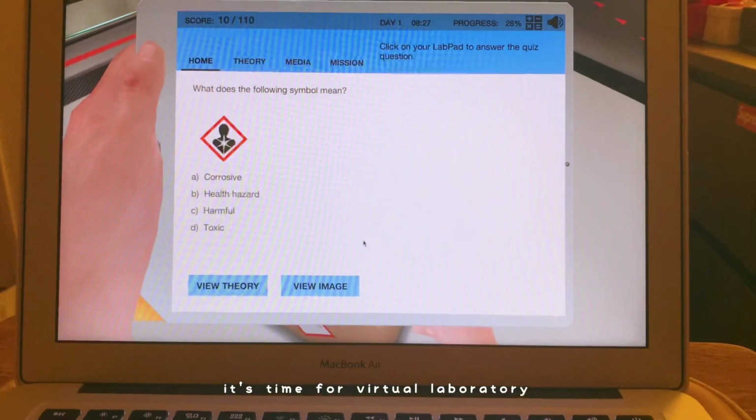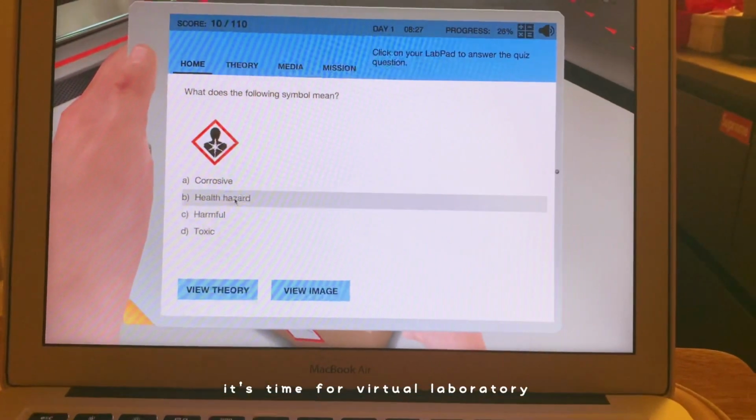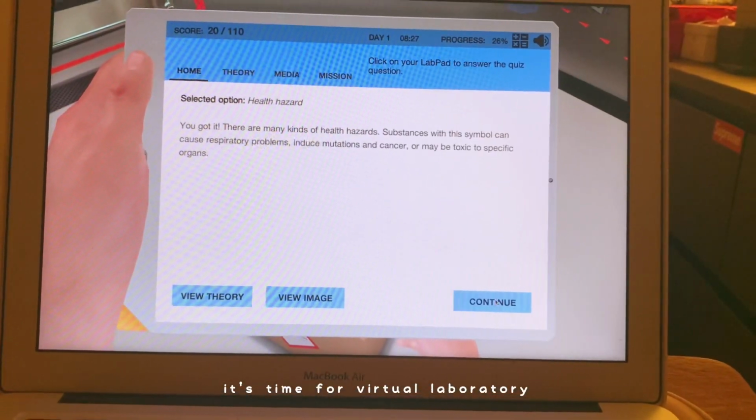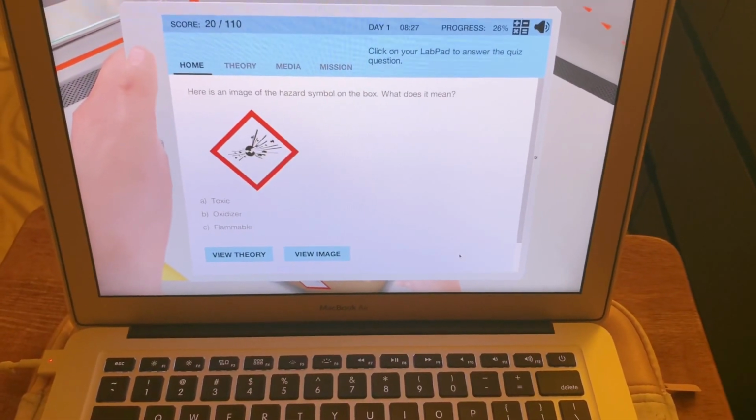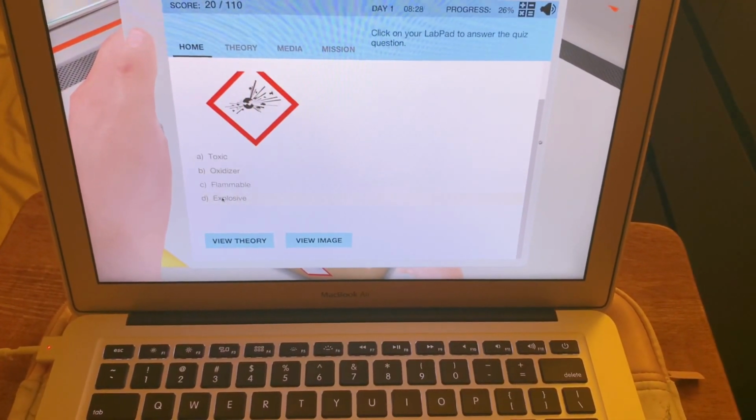What does the following symbol mean? You got it. There are many kinds of health hazard. Here is an image of the hazard symbol on the box. What does it mean? Well done.